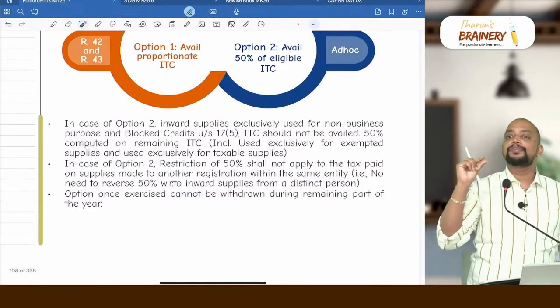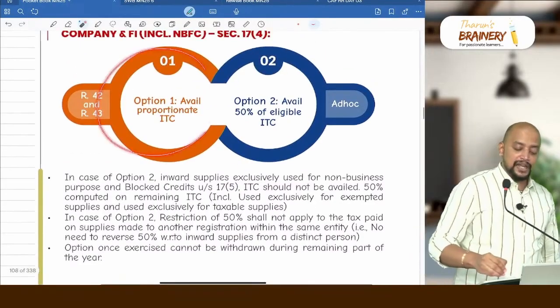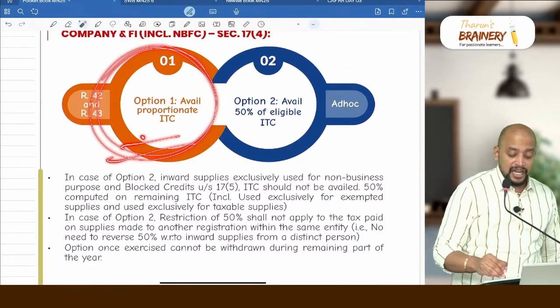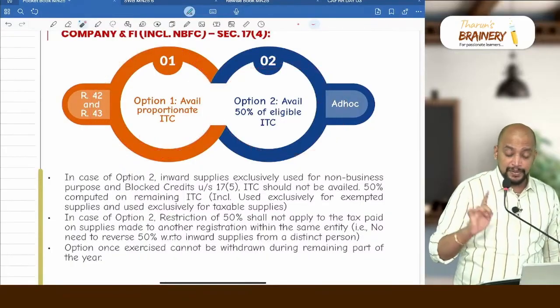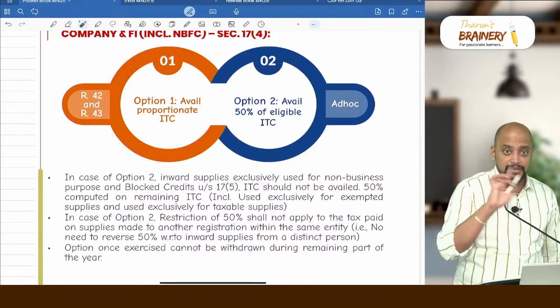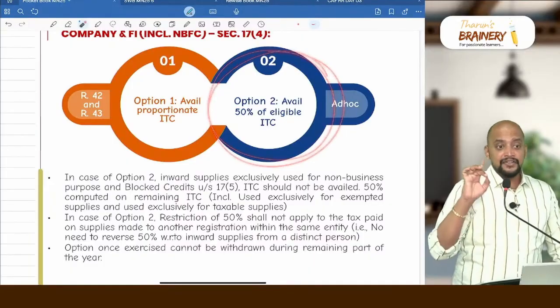So this key point please keep in mind, that is inward supply exclusively for taxable we will take fully, but here we will take only 50%. Inward supply exclusively for exempted we will not take, but here we will take 50%.